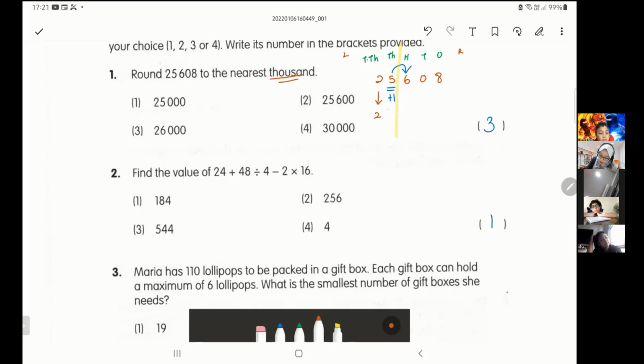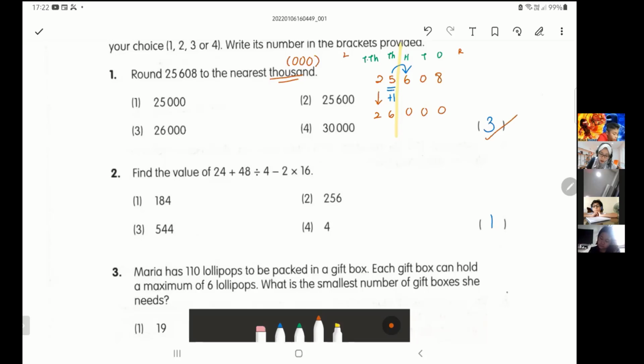Okay, 5 plus 1 is 6. Anything to the right of the yellow line becomes 0, 0, 0, because 1,000 has three 0s. So the correct answer is 26,000. Good, Akil, correct.